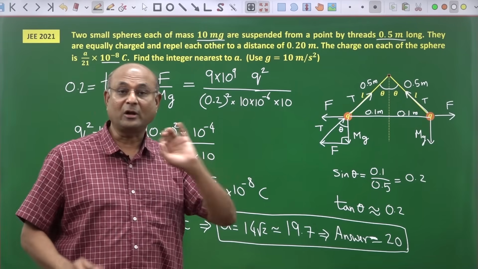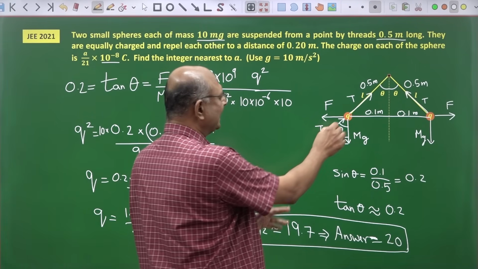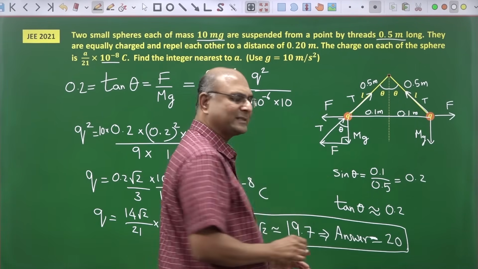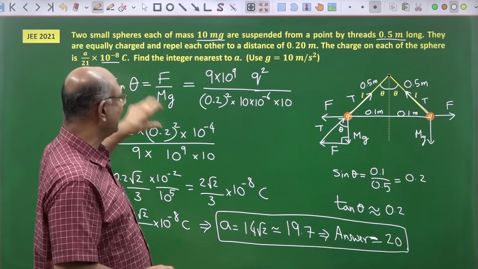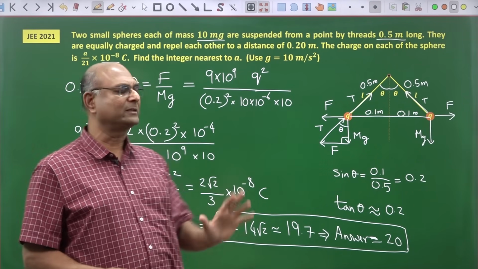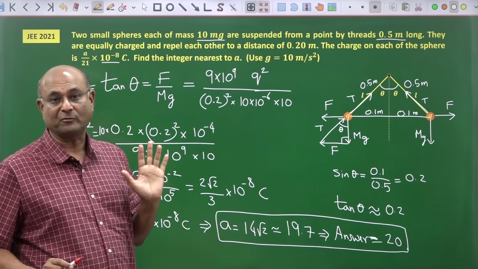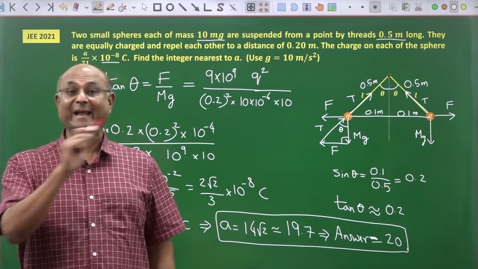So I hope you have understood how to solve this question. The basic idea is that you draw this force triangle, use that to write the main equation, tan theta is F by mg. The rest of the calculation becomes quite straightforward. Let us now look at the next question.